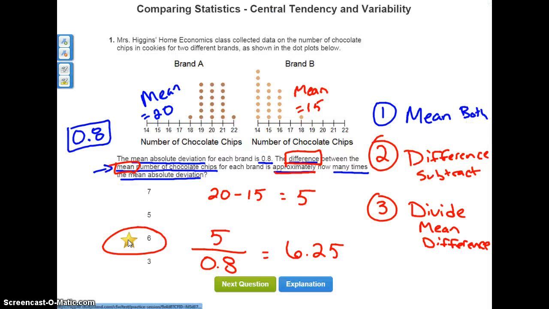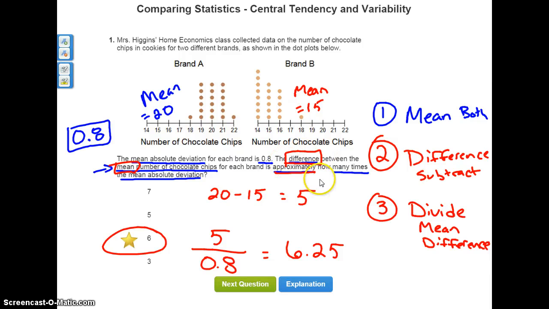So I know it's a lot of steps. Really, it's 3 steps, but in this case, all it's doing is when you see these little dot plots and they're saying, hey, the mean or the median, the difference in the median, the difference in the modes is approximately how many times the mean absolute deviation. You don't even have to calculate the absolute. I know it's a lot of steps. It's only 3, but it is a lot of work, and I understand that.